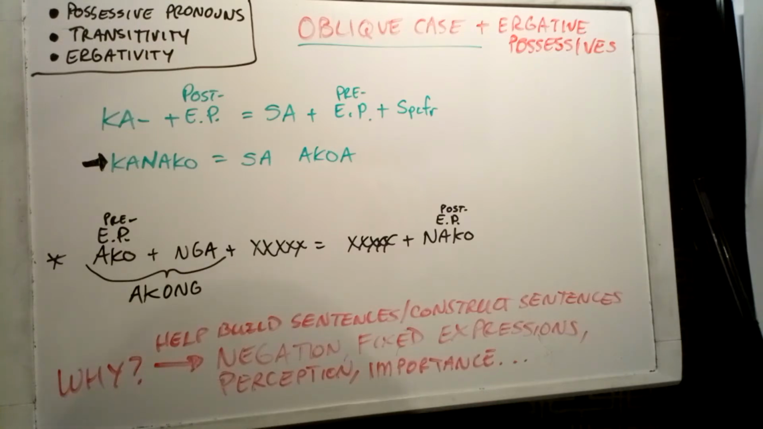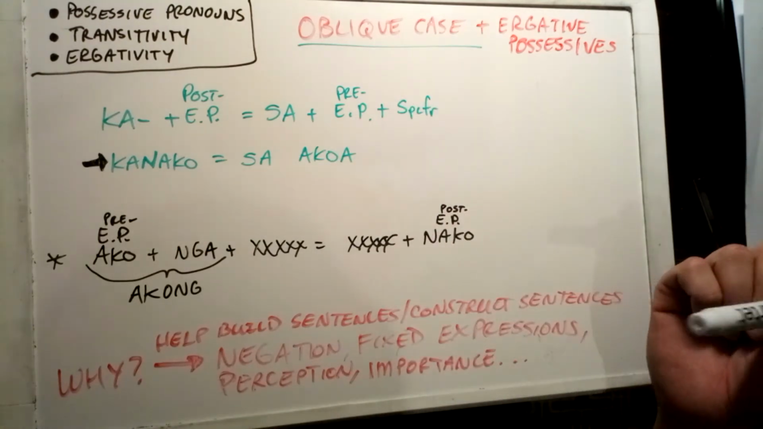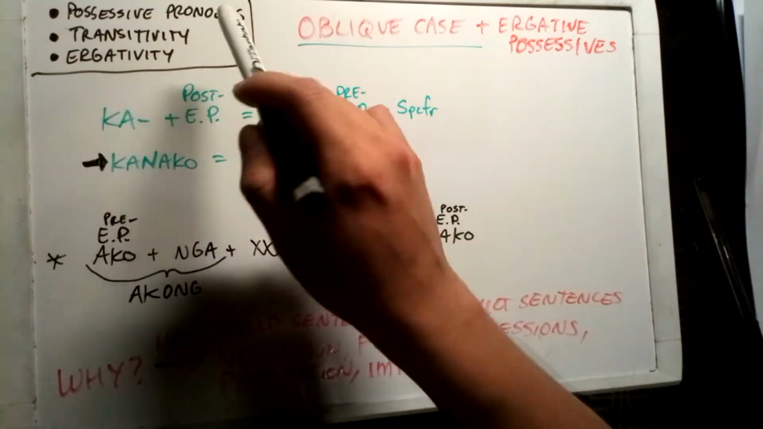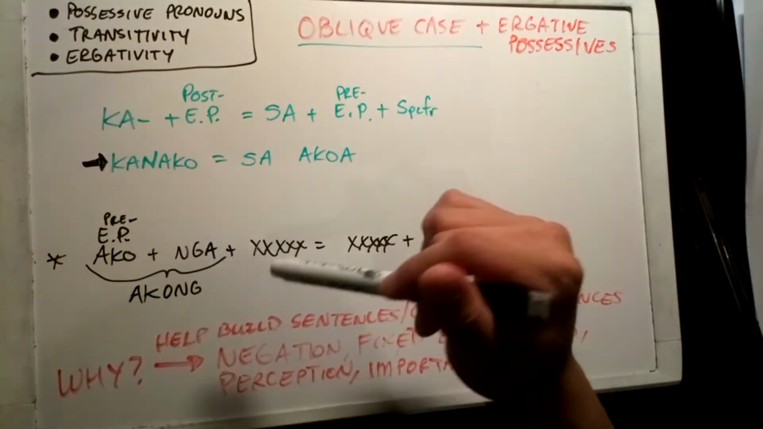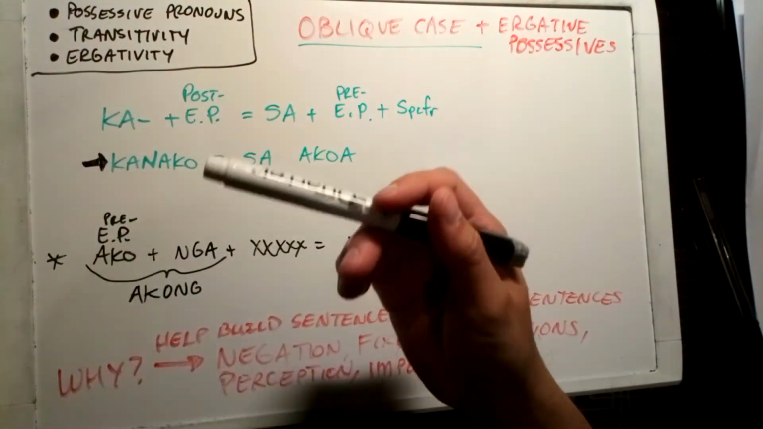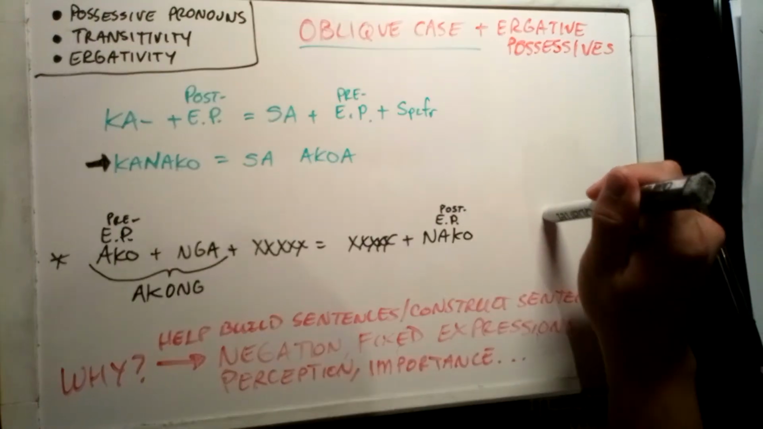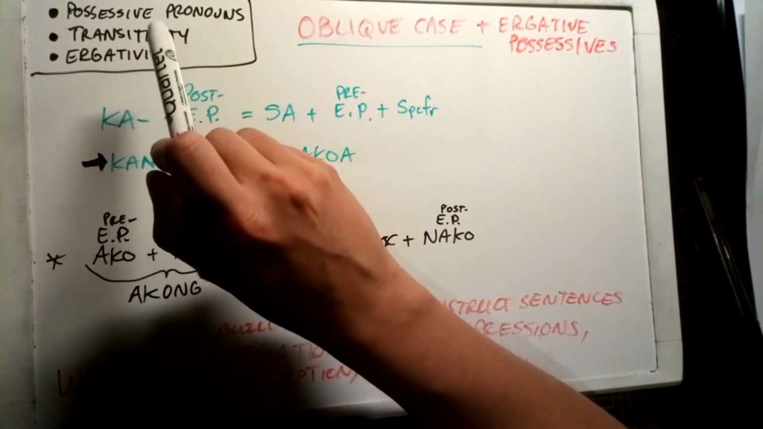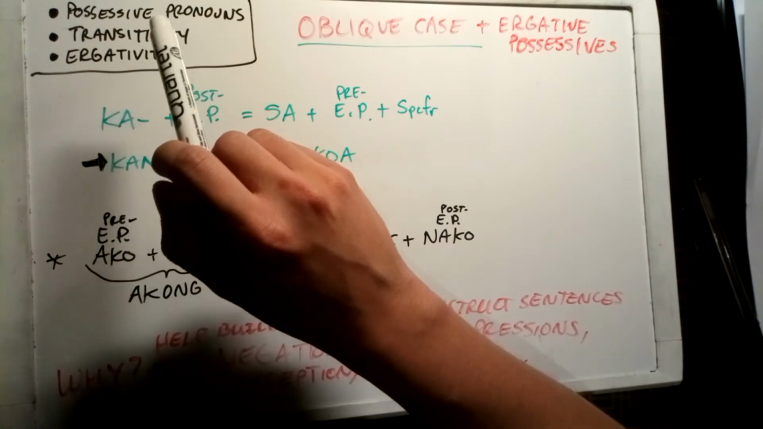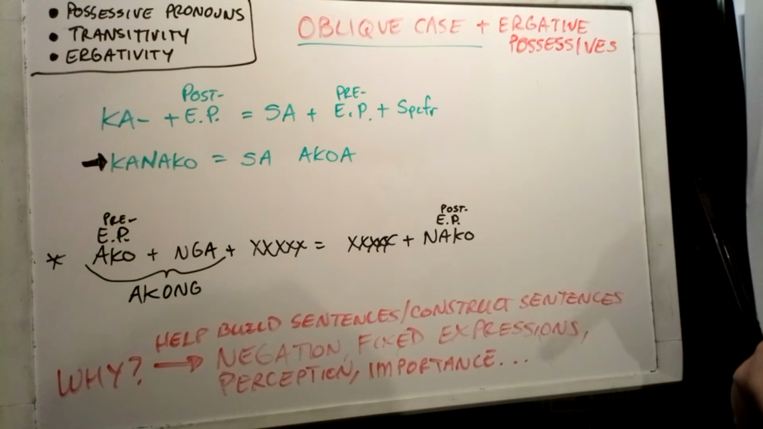With this one though, we're going to talk about the oblique case in review, as well as some ergative possessives. And keep in mind, I want you to start reviewing or refreshing your memory, running through these concepts: the possessive pronouns. Those are things I want you to start thinking about in your mind, okay? Like, how do I construct these possessive pronouns? What do I need? What do I want to express?